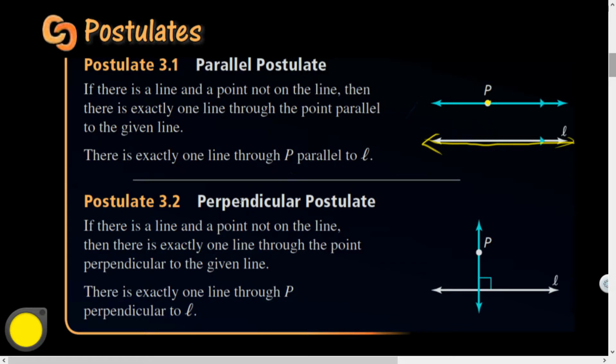And then the perpendicular postulate, very similar. Very aptly named postulate. It says if there's a line and a point not on the line, then there's exactly one line through the point that is perpendicular to it.